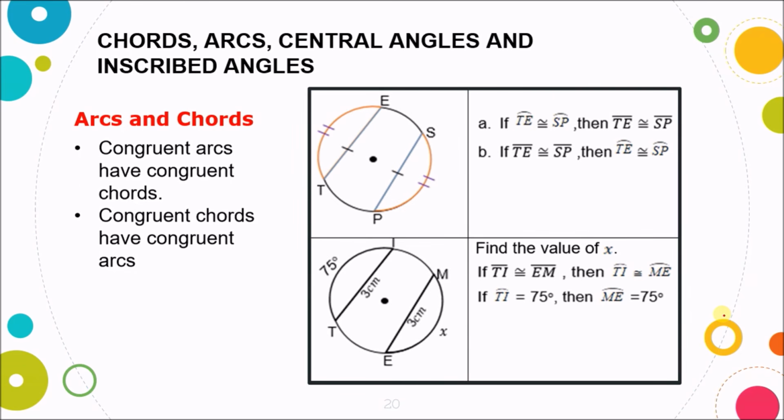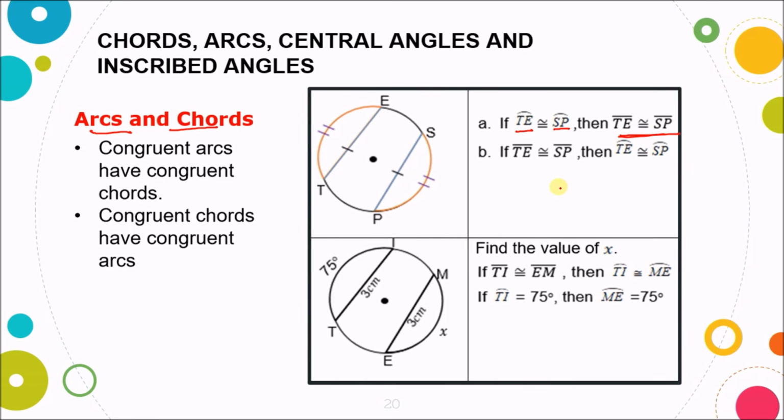And more particular tayo when it comes to example. Again, we noted that sa chords and arcs tayo, arcs and chords rather, congruent arcs have congruent chords or vice versa, congruent chords have congruent arcs. So meron tayong chords dito na congruent, ibig sabihin yung mga arc na nabuo out of that chord ay congruent din. So meaning, ET or TE is congruent to SP. It follows that the arc TE here is also congruent to arc SP here.